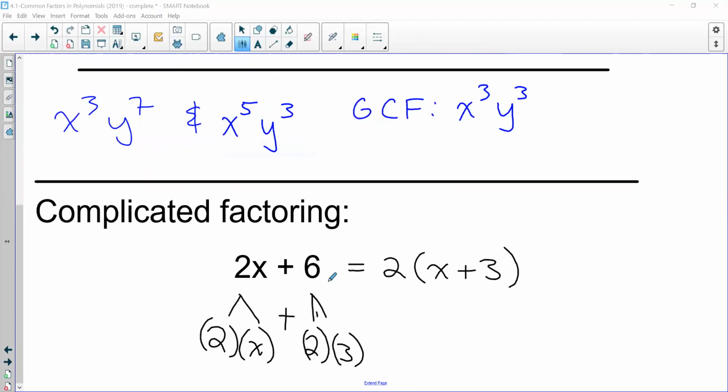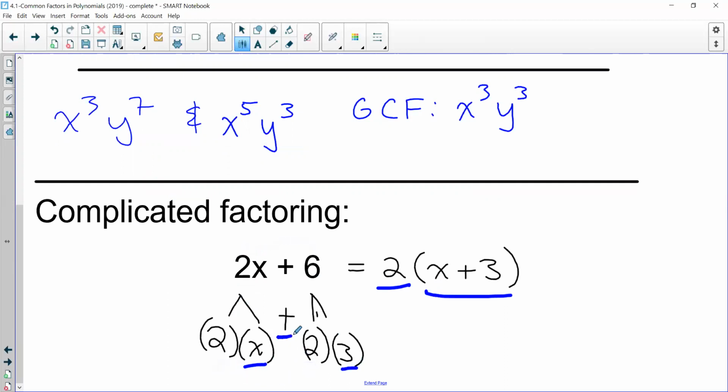We have a binomial, 2 terms. And what do these 2 terms have in common in terms of factors? Well, the 2x can be written as 2 times x. The 6 can be written as 2 times 3. And as you can see, they have a common 2, which is here. Now, the remaining factor comes from the remaining x and the remaining 3.